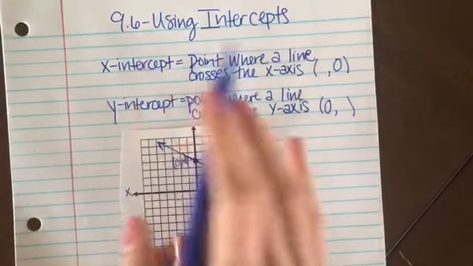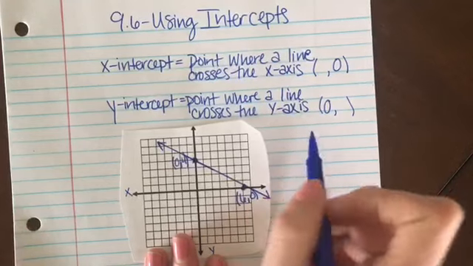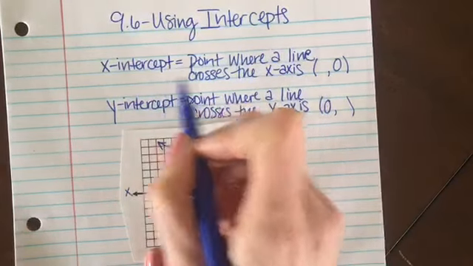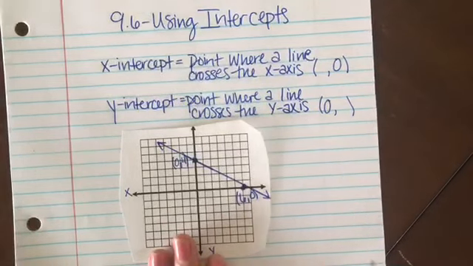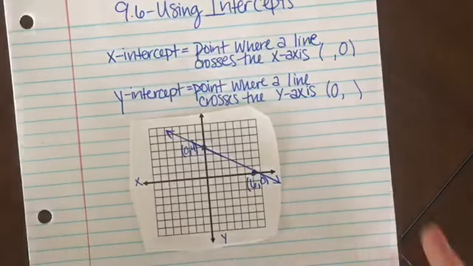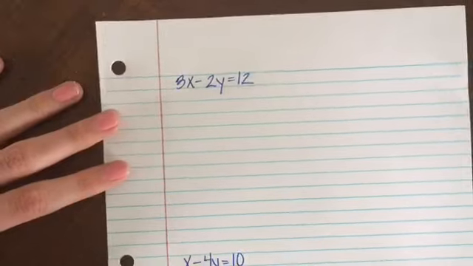When it's on the x-axis, the y is 0. When it's on the y-axis, the x is 0. Okay, so we're going to take this information, x-intercept, y is 0, y-intercept, x is 0, and we're going to use it to graph lines. So let's move to our first example. You have it in your notes if you printed them off. If not, copy it down.